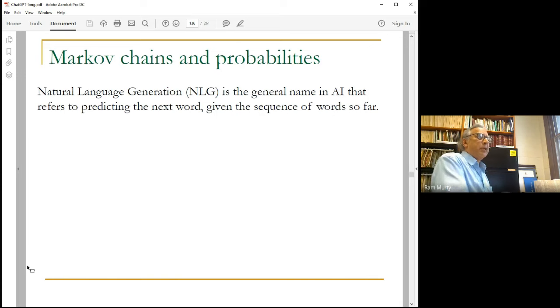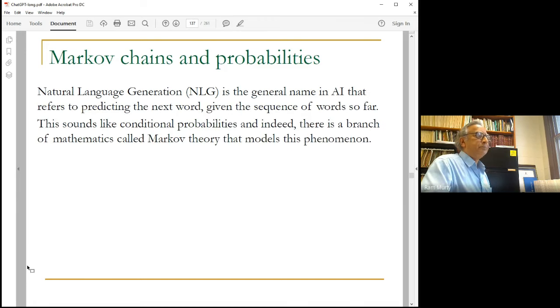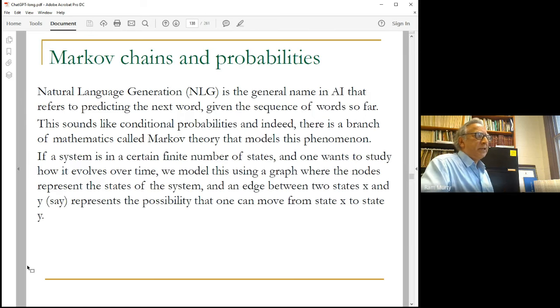Natural language generation is the general name in AI that refers to predicting the next word given a sequence of words so far. This sounds like conditional probabilities, and indeed there's a branch of mathematics called Markov theory that models this phenomenon. If a system is in a certain finite number of states and one wants to study how it will evolve over time, we model this using a graph where the nodes represent the states of the system, and an edge between two states, x and y, represents the possibility that one can move from state x to state y.